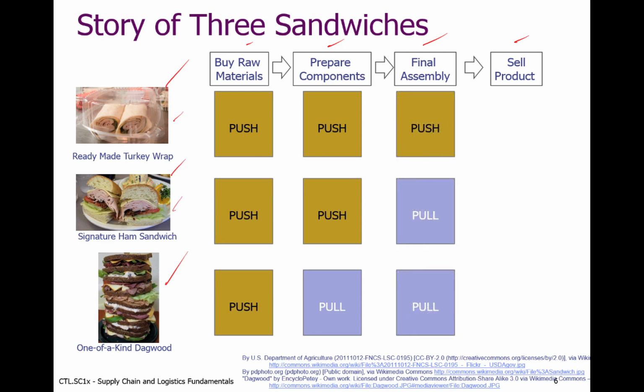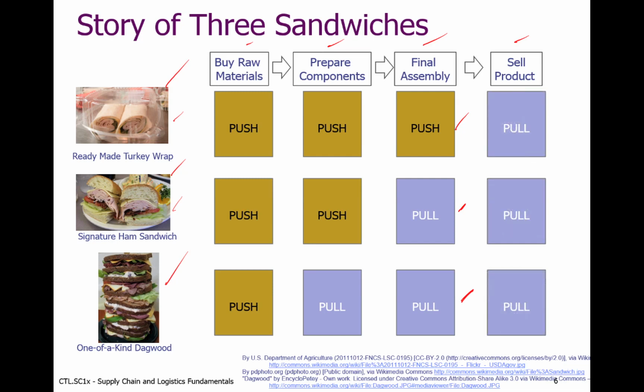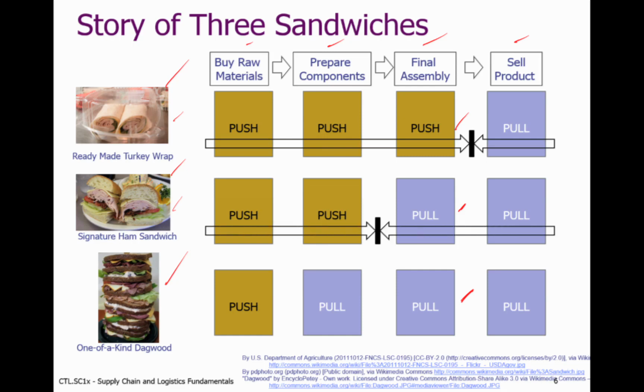Final assembly gets even more differentiated in that the ready-made one, you're going to do that ahead of time. Remember, these are the ones I'm going to stock ahead of time, ready for someone to grab from the cooler. These signature ones, I'm not going to assemble until someone has actually placed the order. And then for the one-of-a-kind, of course, I'm not going to assemble it until someone's placed that order. And then selling it, that's a pull as well. I don't actually collect the money until someone is actually there. So if I look at these, you can see where the push-pull point is for each one of these types of sandwiches.